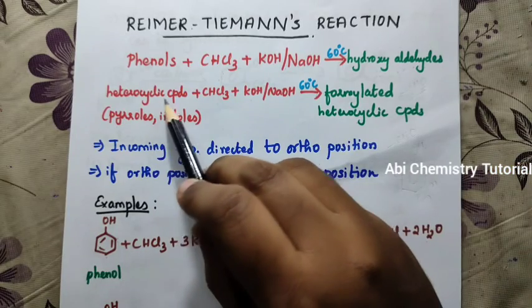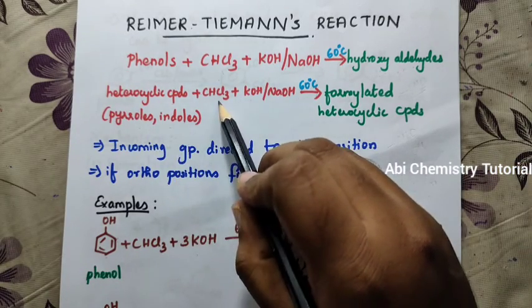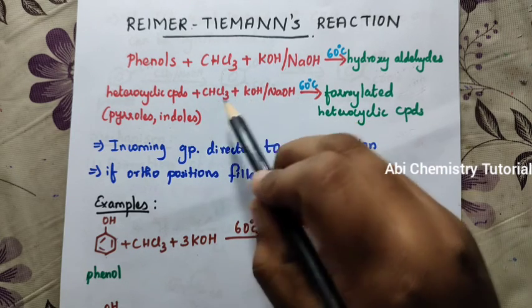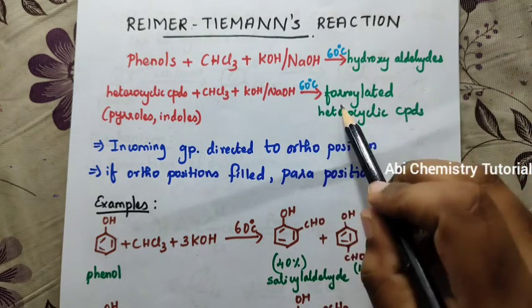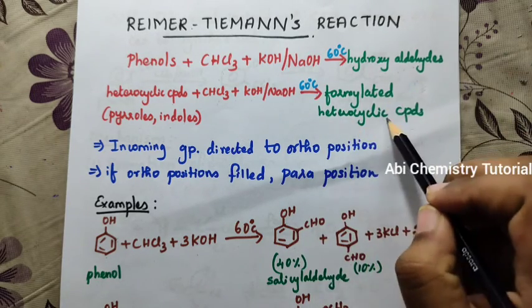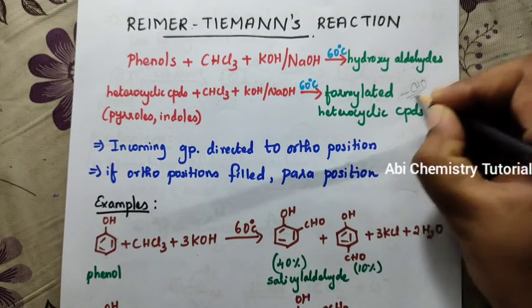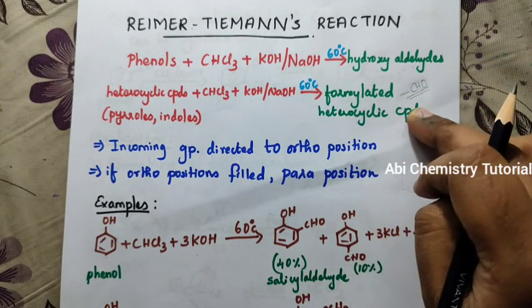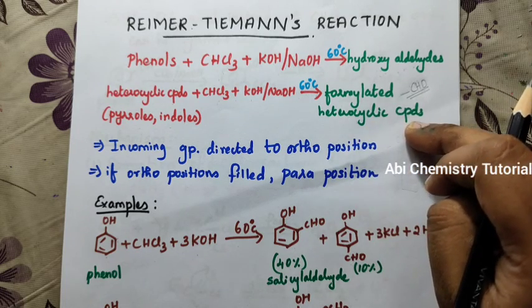So if we use heterocyclic compounds like pyrroles and indoles and subject them to the same set of reagents, that is chloroform and base at 60 degrees Celsius, we get formylated heterocyclic compounds. So what is a formyl group? The aldehyde group or CHO group is called the formyl group. So formylated heterocyclic compounds will be formed.